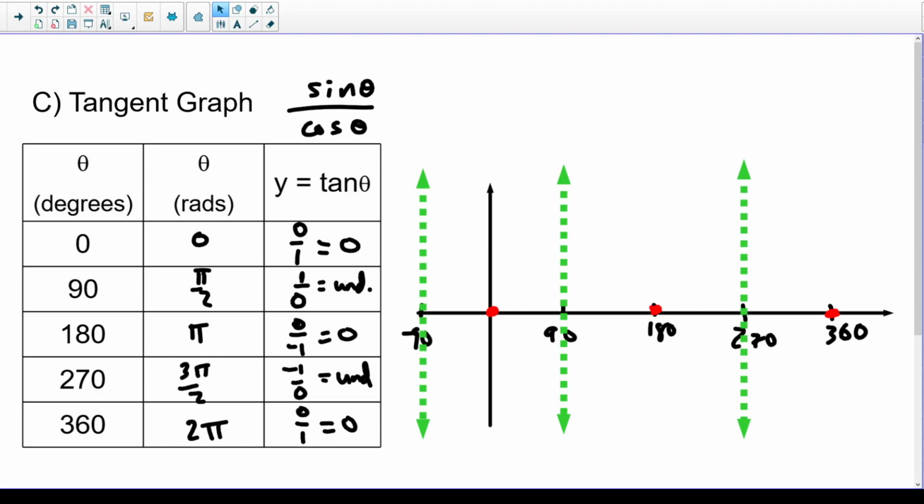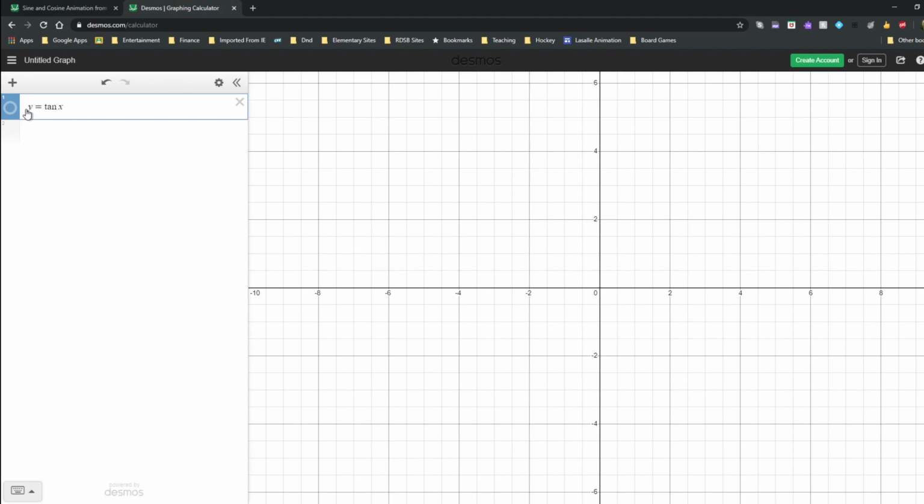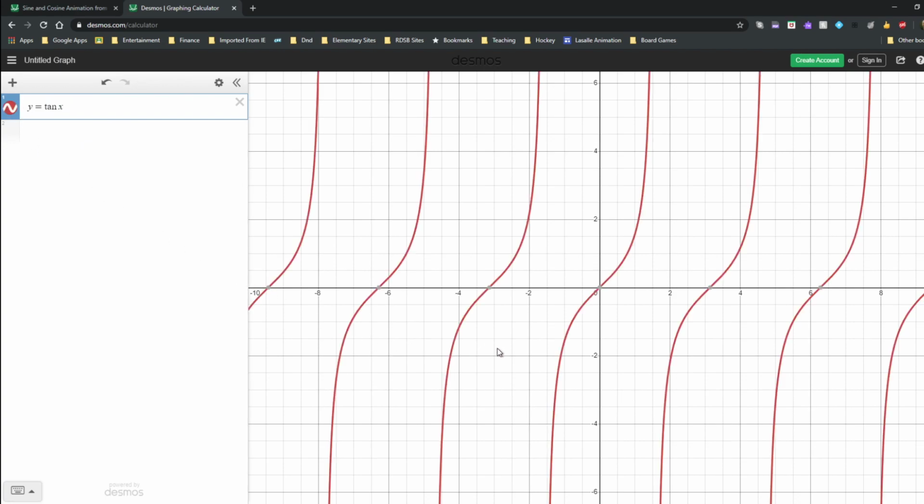So let's go to Desmos again. And this time, we're going to go to this graph. So I've already typed in y is equal to tan x. I want you to see what y equals tan x is going to look like. So I'm just going to turn on the graph. And that's what y equals tan x looks like. So we have 0, 0, a point. Pi, 0, remember pi is 180, right? But we have these asymptotes every 90 degrees. So that's what the graph is going to do.